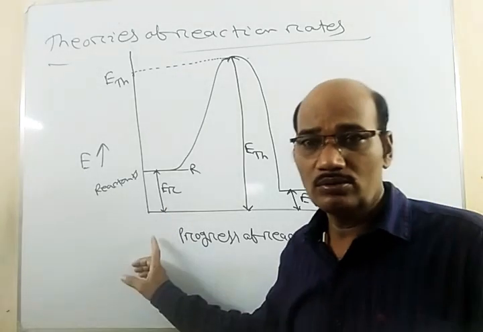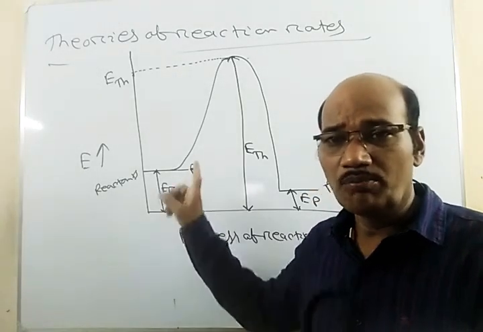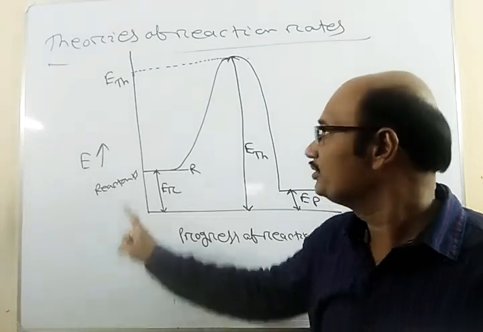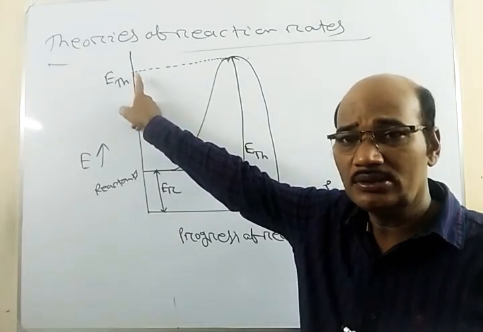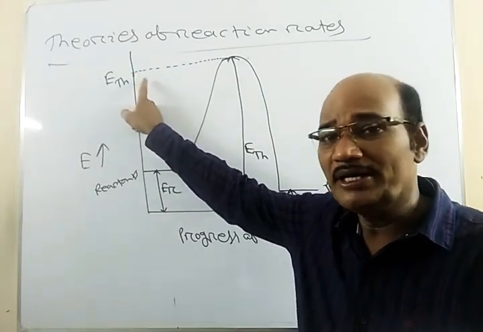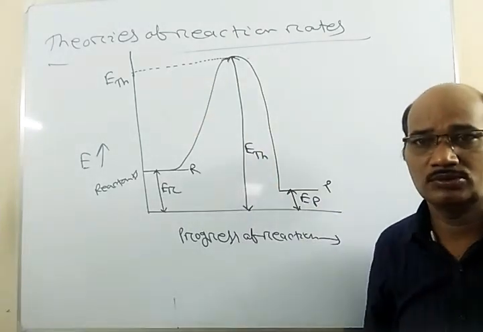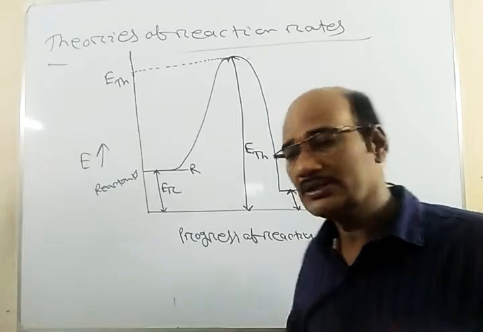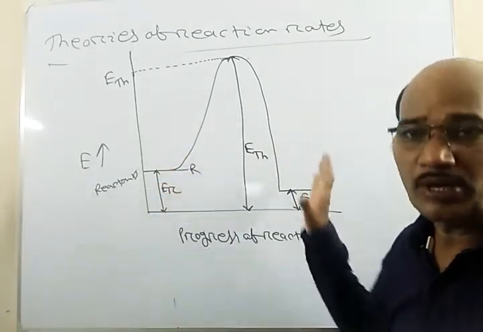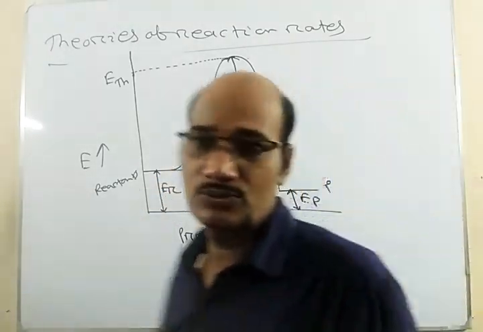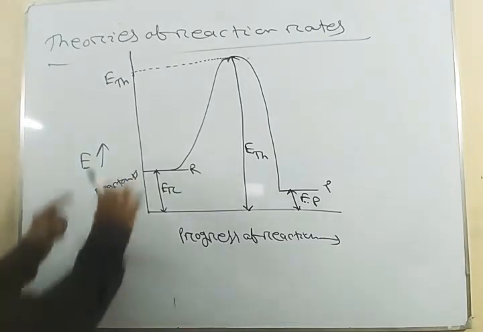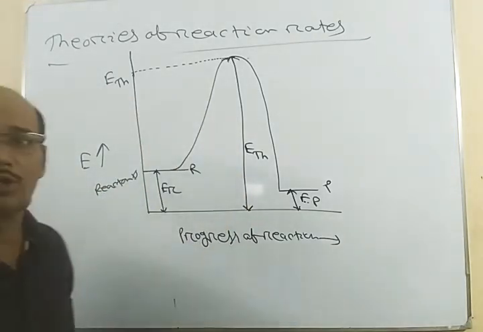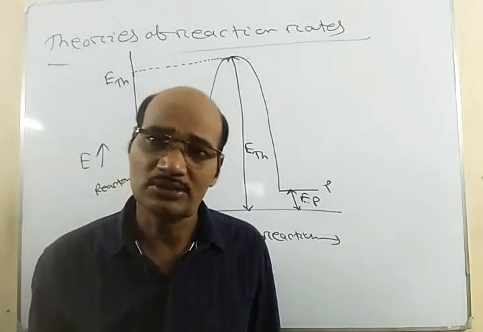Any reacting molecules must possess this much amount of energy in order to give an effective collision, in addition to the proper orientation. Then only the reactant will convert into product and the reaction will complete. And this is how the collision theory of reaction rates works.